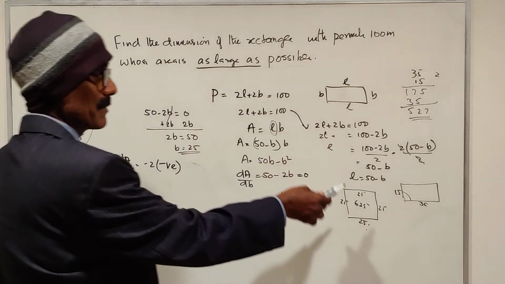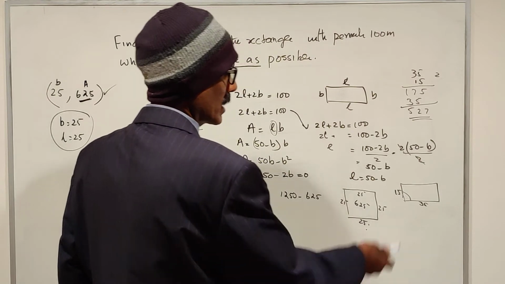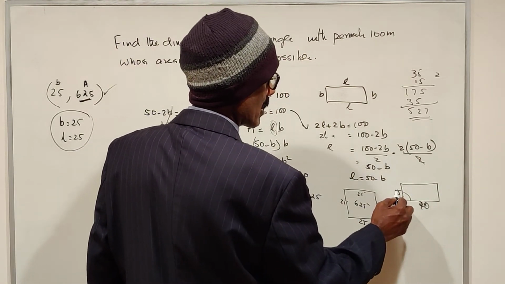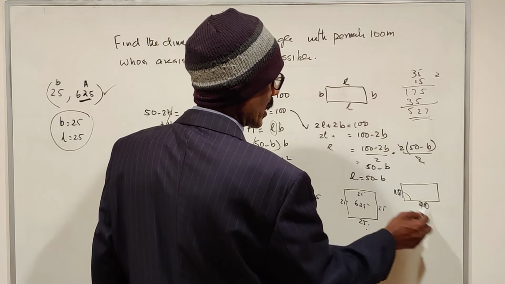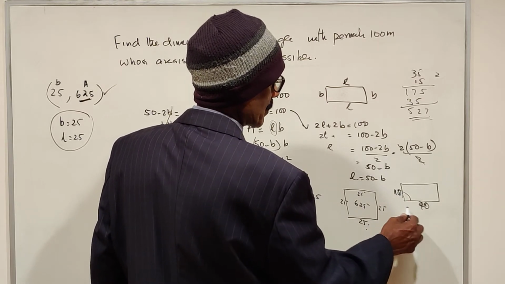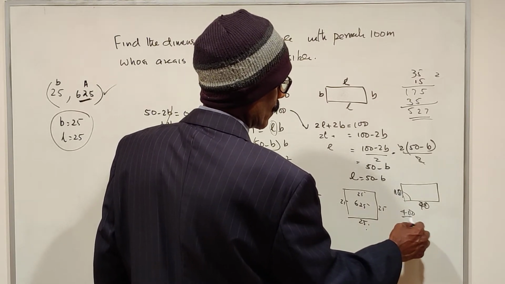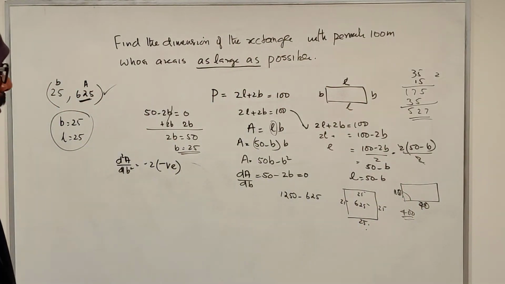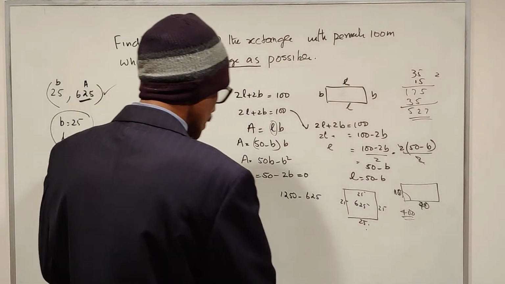I just take an example. Now you can take another, like 40 and 10. 40 times 10 is 400. 400 is also less than 625. Okay, next one.